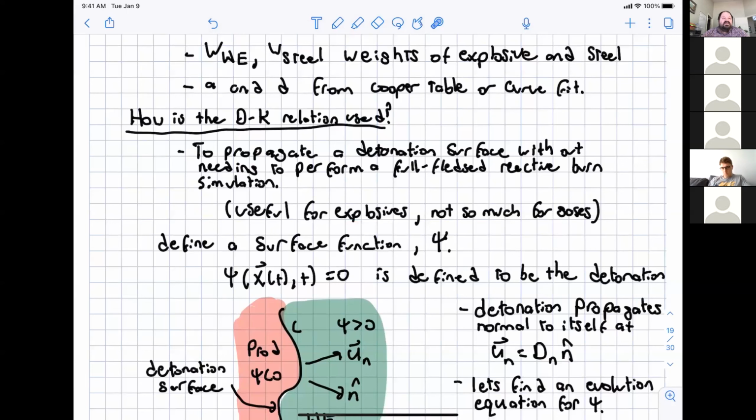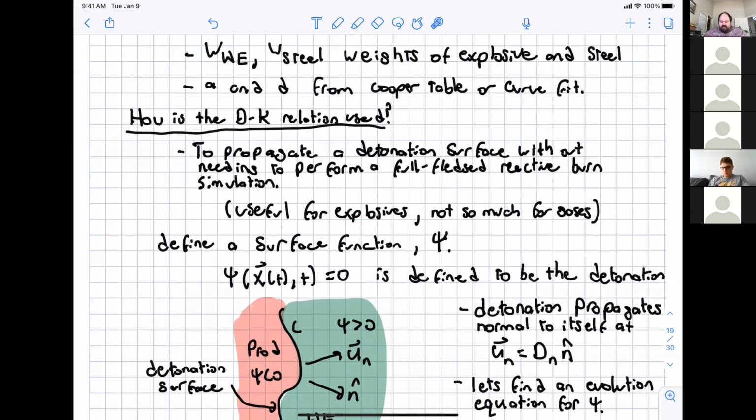Scott does extend DSD theory to include the acceleration of the shock front. And if you include that effect, you can actually use this for gases too. But that is a much more complicated version of the theory. And him and Bdzil are the only ones that I am aware of that do that.